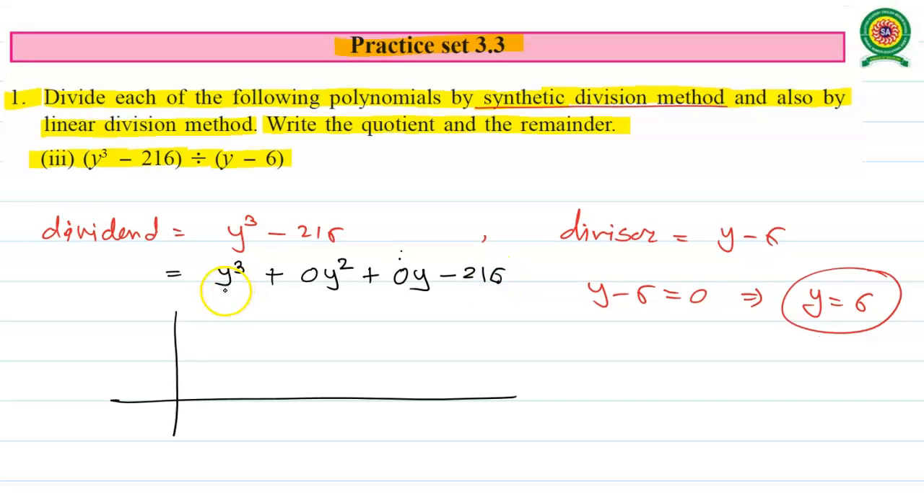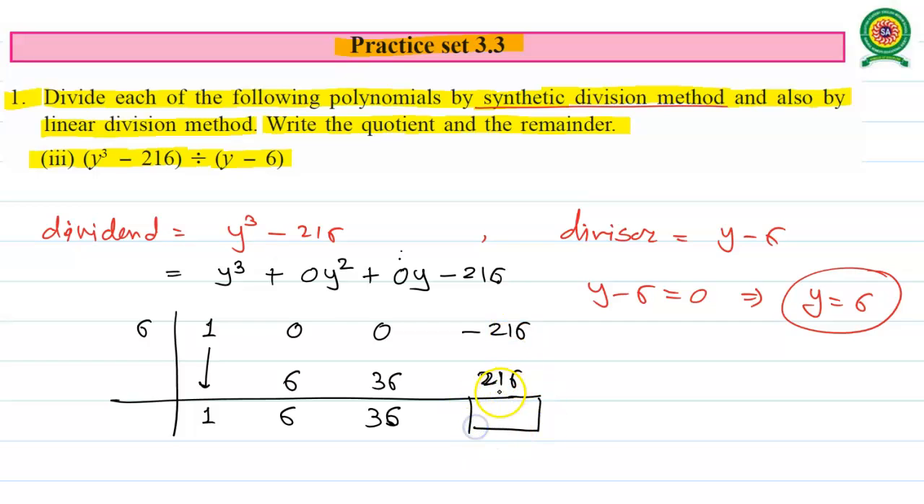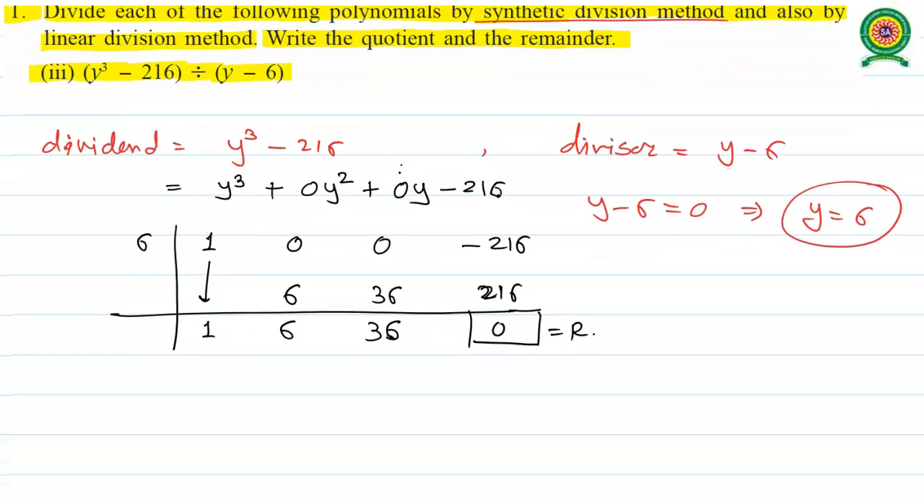Now write down the coefficients of y cube, y square, y and the constant. In our table, we have 1, 0, 0, minus 216. Multiplier and divisor we have 6 now. 1 comes down, 6 ones are 6, 0 plus 6 is 6, 6 sixes are 36, 36 plus 0 is 36, 36 sixes are 216. Now minus 216 plus 216 gives us 0. That means the remainder becomes 0.